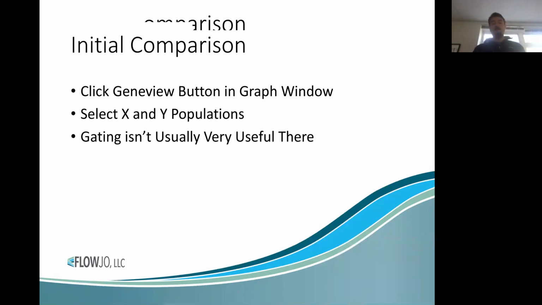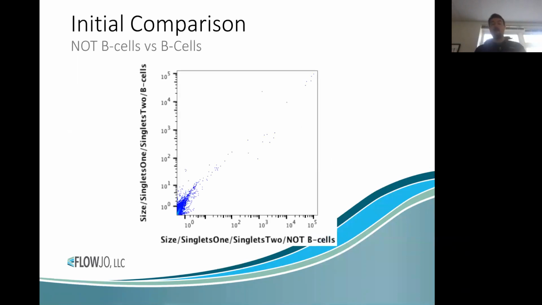Here's an example of that initial comparison, wherein we're showing not B cells. This is our control population, versus our test population, B cells, on the y-axis.